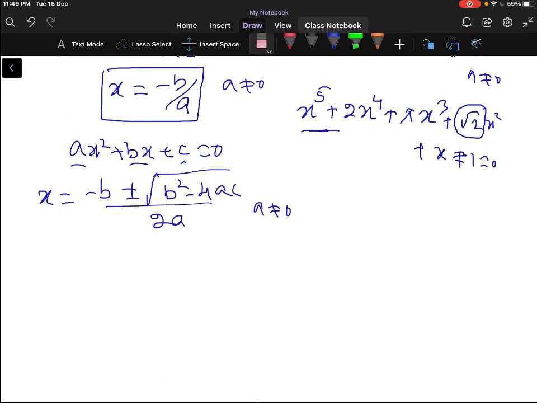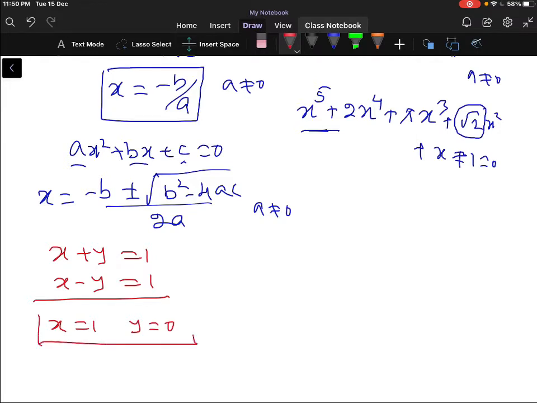Now let us consider a system of equations with two variables. For example, x plus y is equal to 1 and x minus y is equal to 1. So easily we can solve this system of equations. Here x is equal to 1 and y is equal to 0. So these are the exact solutions of the simultaneous equations x plus y is equal to 1 and x minus y is equal to 1.